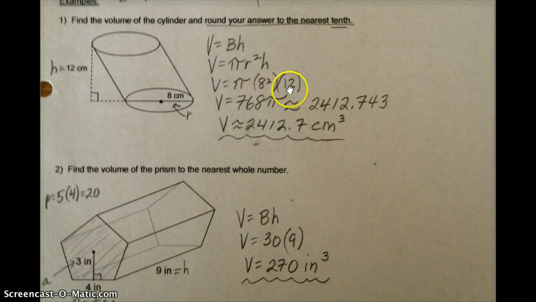So when we multiply that out, we get 768 pi. And then when we plug it into the calculator, it's approximately 2,412.743. When we round that to the nearest tenth, this 4 is not going to change the 7, so we get 2,412.7 centimeters cubed. Always centimeters cubed, or any units cubed.